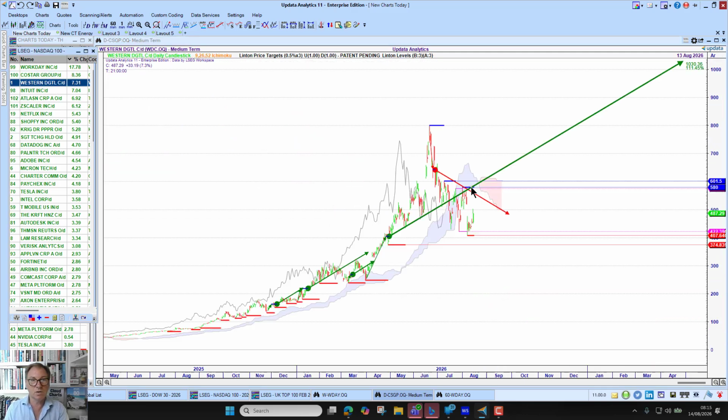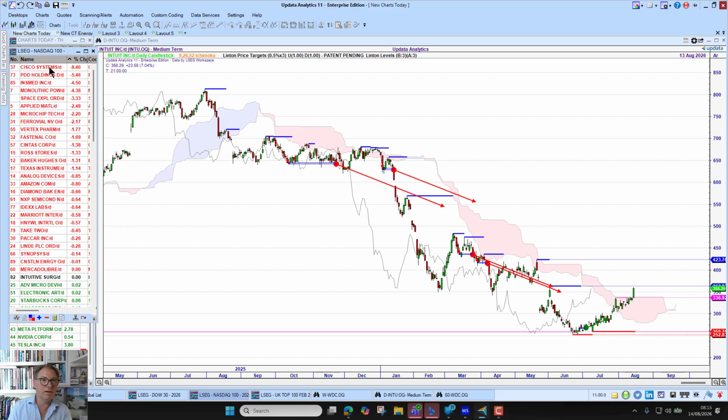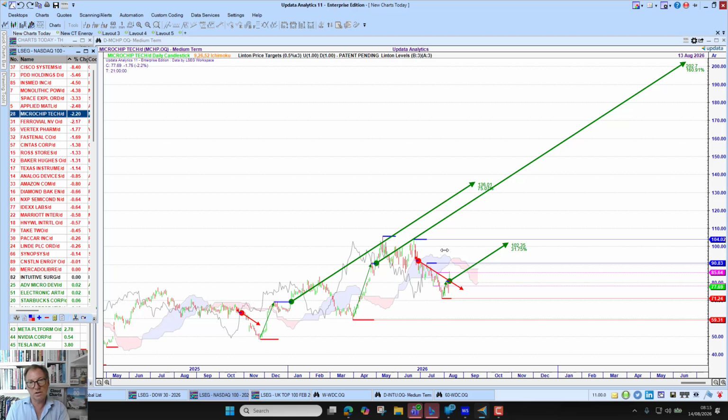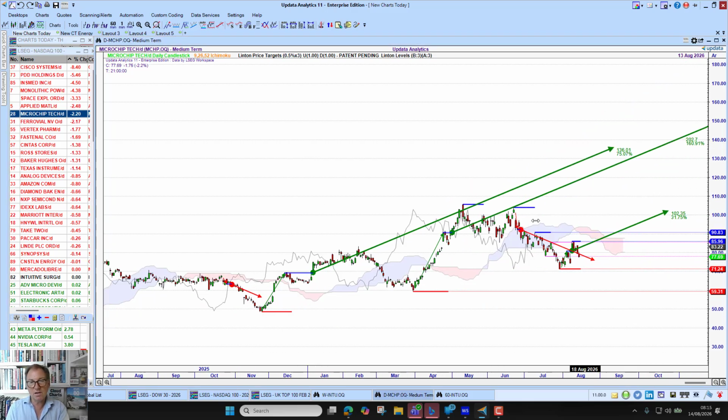And Western Digital also, but obviously looking very similar to the semiconductor index. And stocks like Intuit that had a pretty bad year, again a big move, just breaking the cloud, but no clear targets there. And if we go to the other end of the spectrum, Cisco was the worst performer, and Microchip down 2%. But interestingly, we are seeing a lot of these trends just going into consolidation phases.